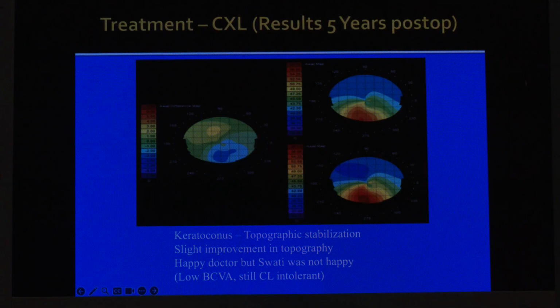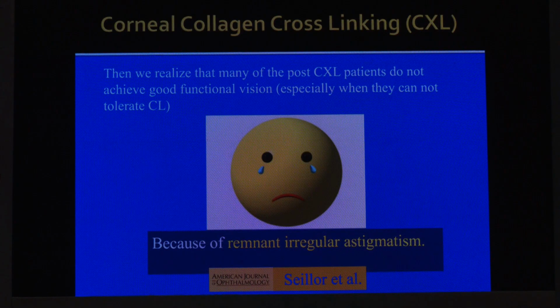You can see this is the pre-operative and this is the post-operative topography, demonstrating not only that there was a topographic stabilization, but in fact there was a slight improvement. So as doctors, we were very, very happy, but Swati was not. And that was mainly because she still had low best corrected visual acuity and she was still contact lens intolerant.